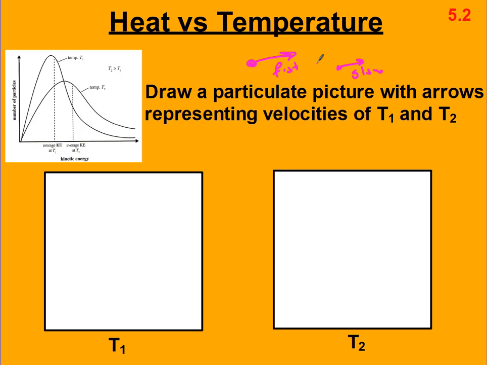So go ahead and pause the video and draw a picture of T1. So this one was T1 and a picture of T2. Go ahead and draw 5 atoms of each of the gases. Restart when you are done.